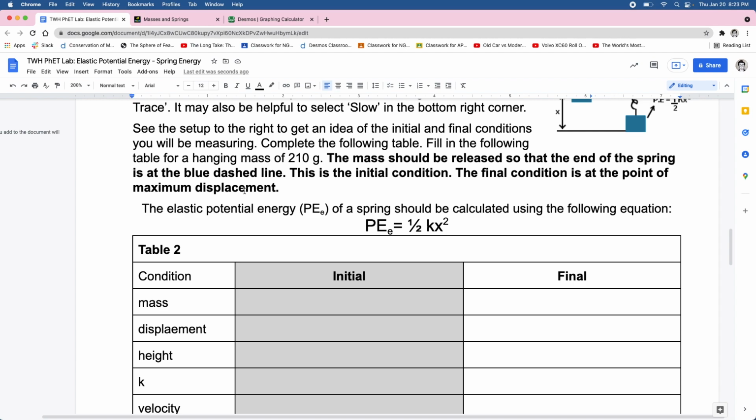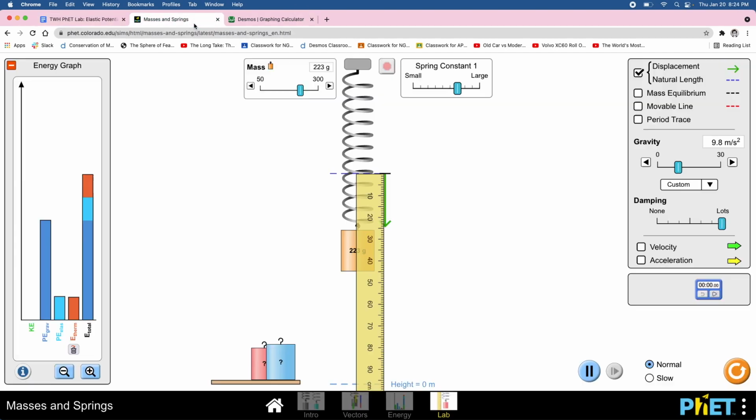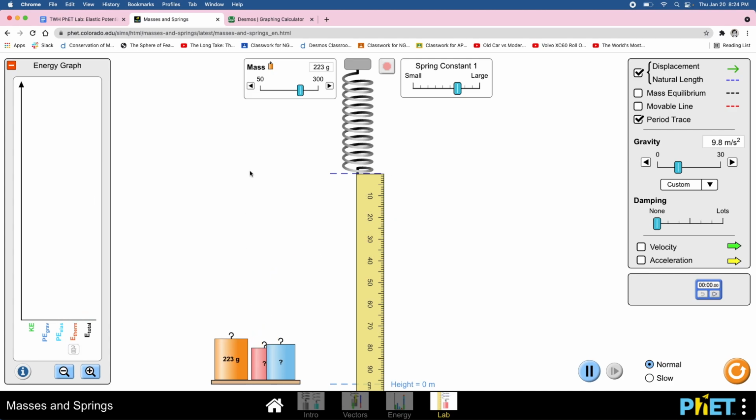Complete the following table for a hanging mass of 210 grams. The mass should be released so that the end of the spring is at the blue dashed line. This is the initial condition. The final condition is at the point of maximum displacement. What I mean by this is, we're going to change our damping to none and click on this period trace, which is helpful. I am going to adjust my mass to 210, which is the mass I ask you to use in the simulation. I'm going to get different results from you because my spring constant is a different value.